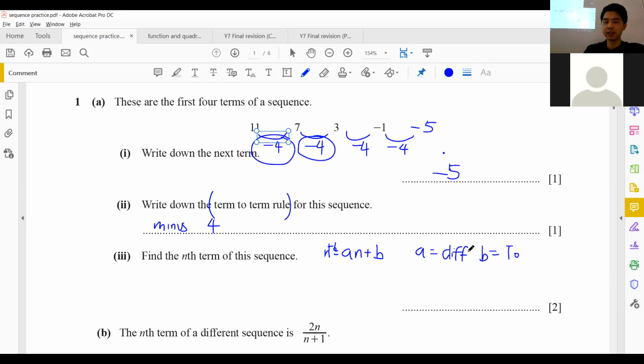In this case, the difference is -4, and term 0, what's term 0 going to be? Term 0 is going to be this number in front, 11, plus 4, which is 15. So term 0 is 15. Therefore, your nth term is -4n plus 15. Quite straightforward, lah. This first part here.